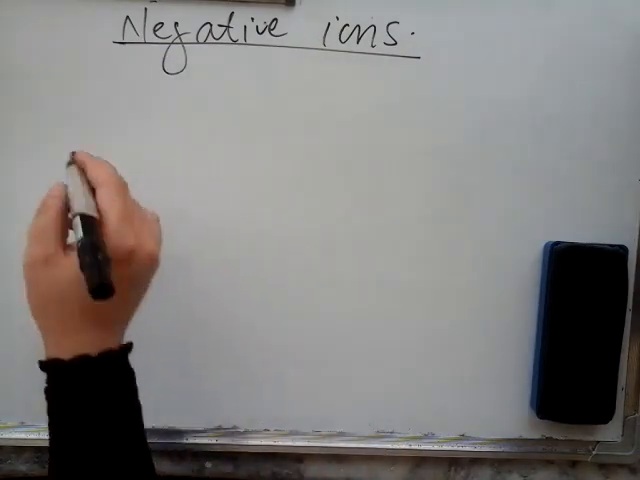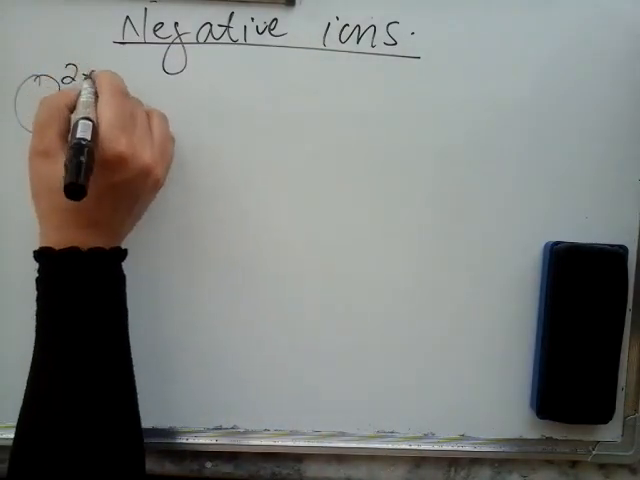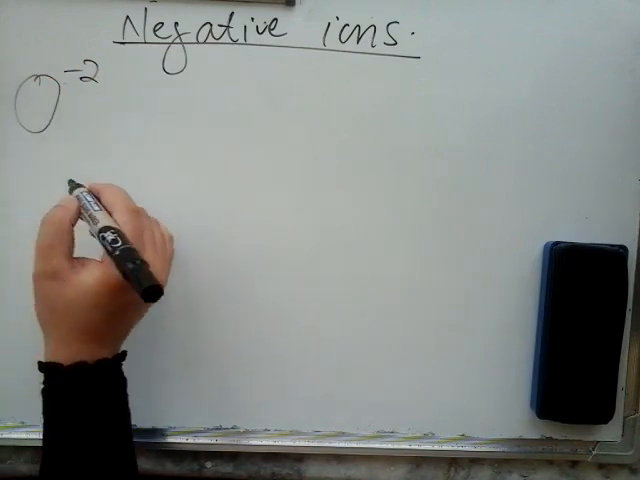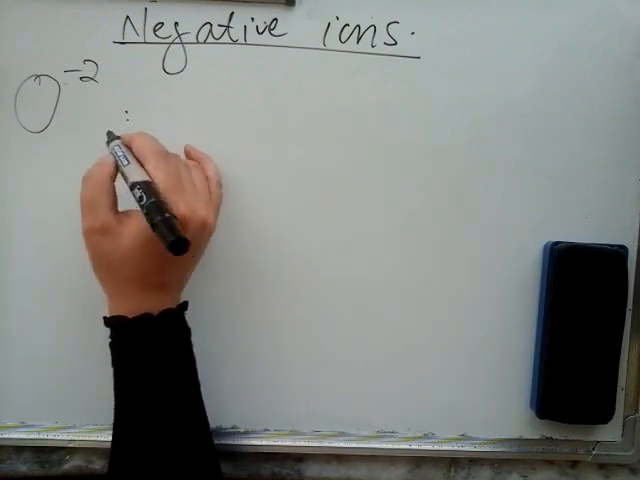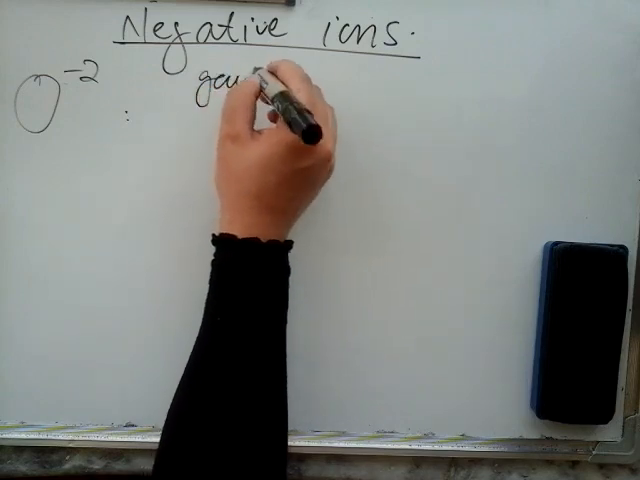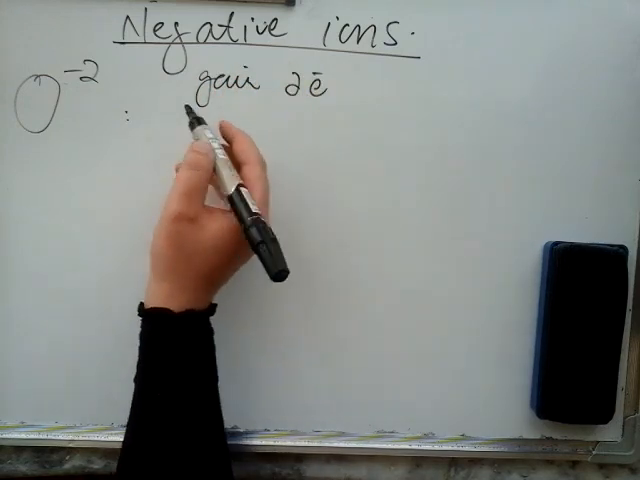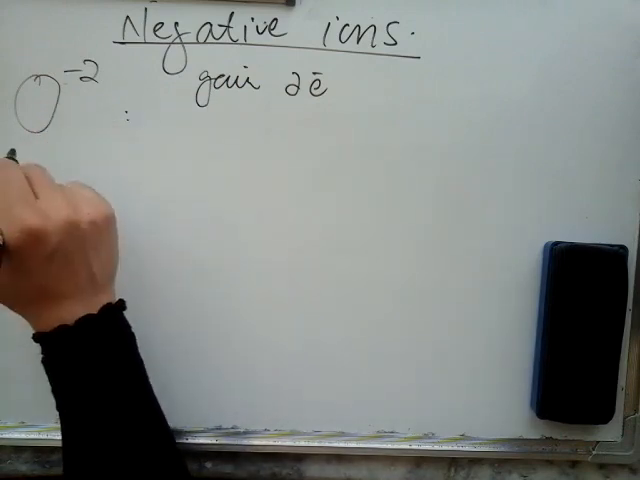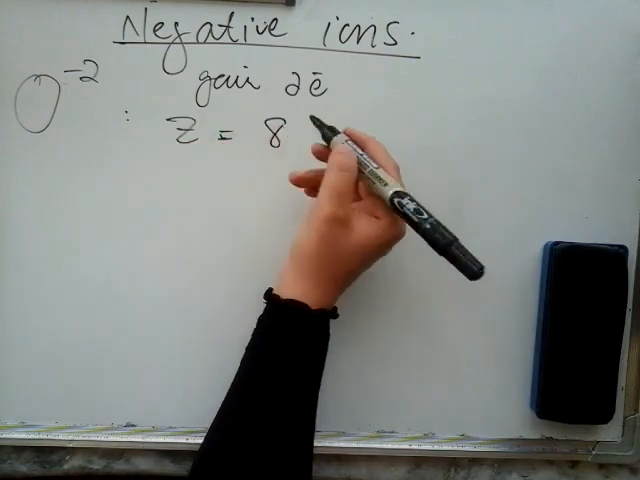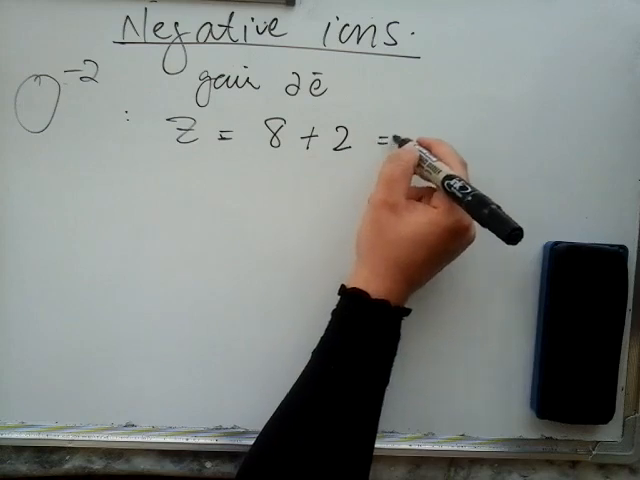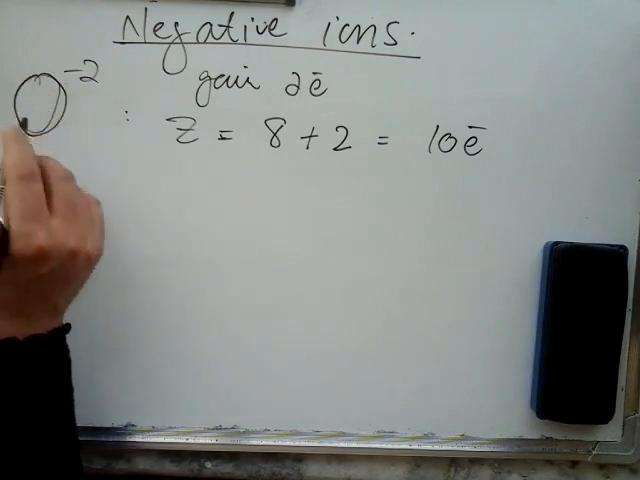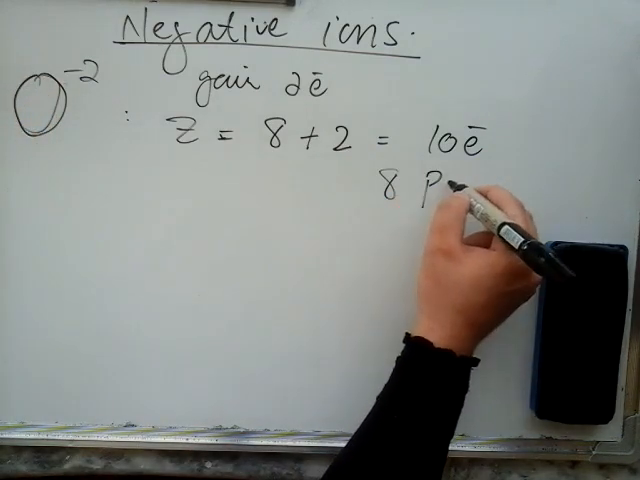What if there are negative ions? For example, oxygen, the oxide ion, minus 2. Atomic number is 8 and mass number is 16. Minus 2 means that this oxygen has gained 2 electrons. As a result, the negative charge is increased by 2 as compared to protons. So we will add 2 to the atomic number 8, giving 10 electrons. So this oxide ion now has 10 electrons but 8 protons.